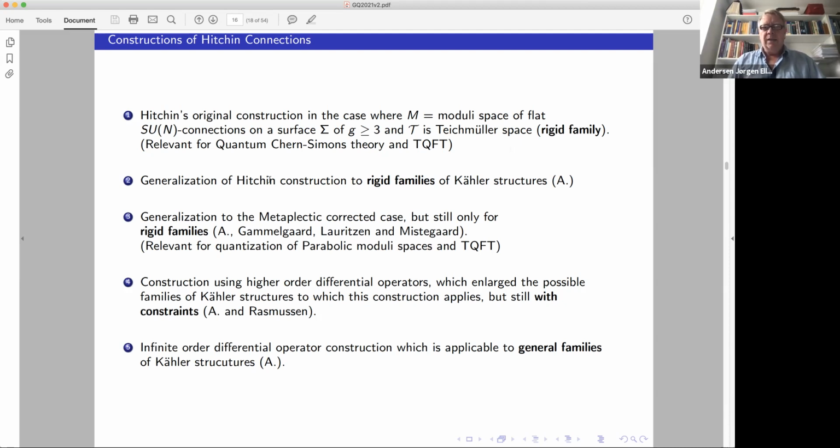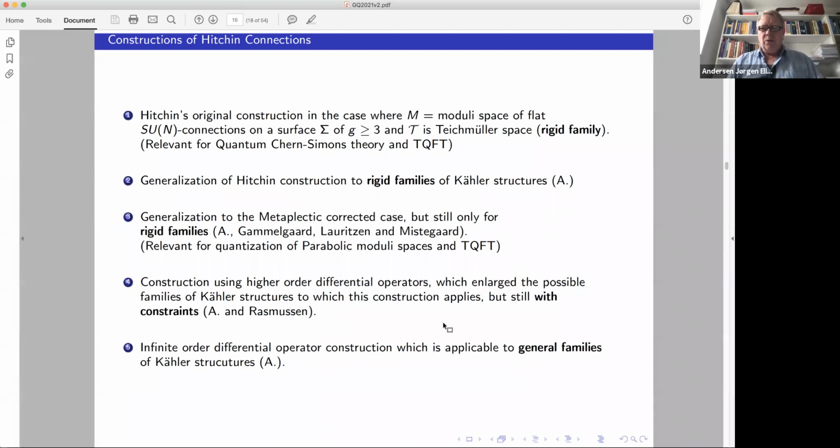I have generalized Hitchin's construction to general rigid families of Kähler structures, just basically doing a generalization of Hitchin's construction here. And together with 3 former students, we have generalized that construction, removed some assumptions, in this case, to the metaplectic case. And that's actually highly relevant for quantizing parabolic moduli spaces and its TQFT applications, which I think that William talked a bit about yesterday. William Mistegård is right here.